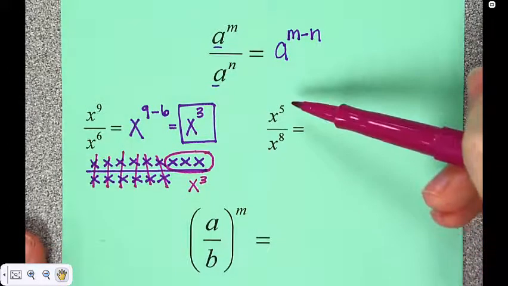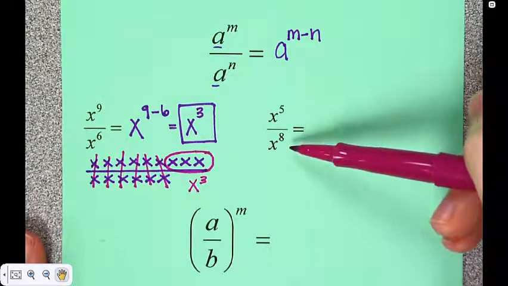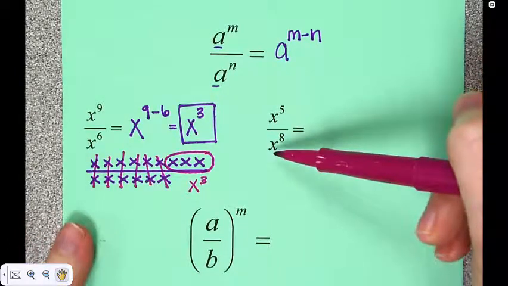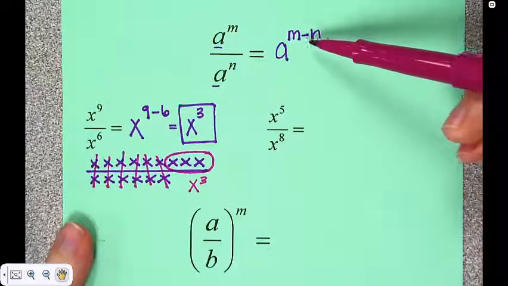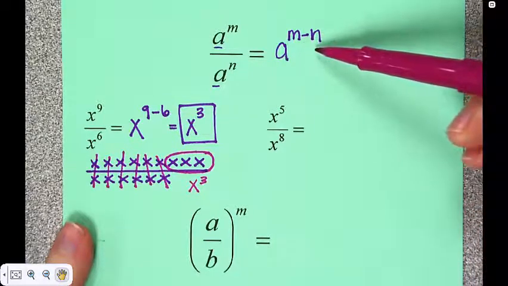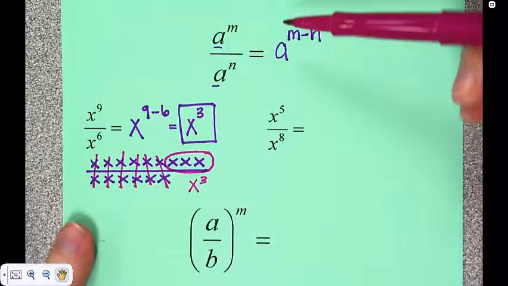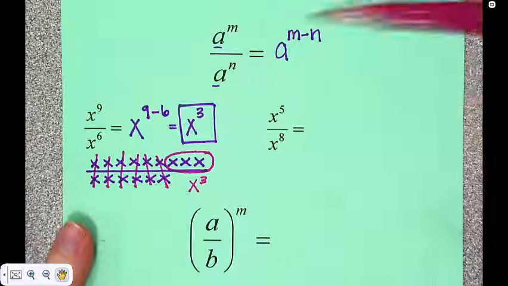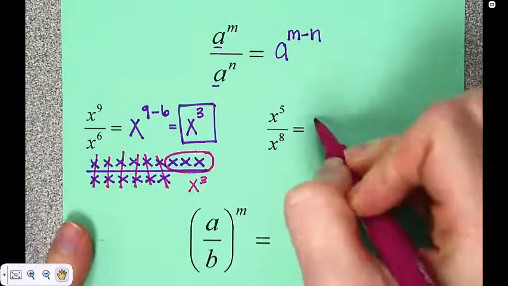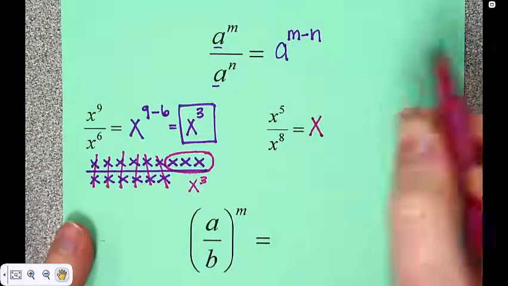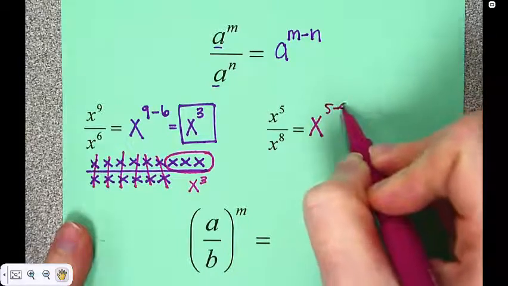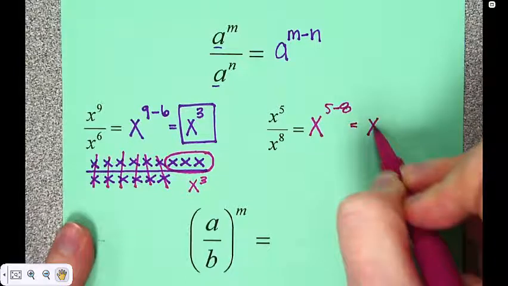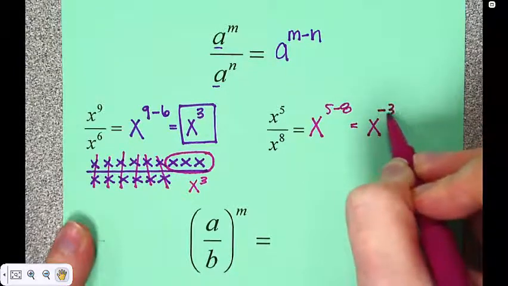We have x to the 5th divided by x to the 8th. Again, our x's are the same, so our bases are the same, so we're going to apply this property and we're going to subtract our exponents. Make sure that you notice that it's always going to be the numerator minus the denominator. So on this one, that becomes really important. So we have x, and then we're going to have the 5 minus 8. Now what is 5 minus 8? Well, that's going to give us a negative 3.